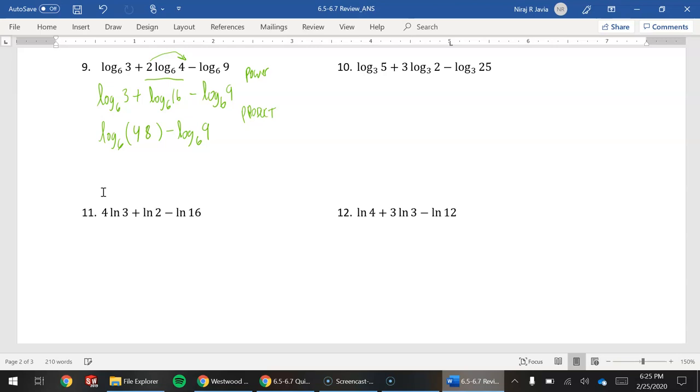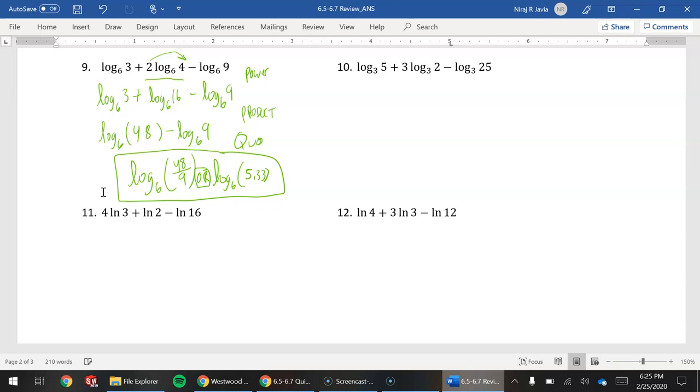So now that I have that, I need to use the quotient property to condense all the way. So it looks like we're using all three. So log base 6 of 48 over 9. You can evaluate that to log base 6 of 5.33, and we're just going to keep it like that. Either or works for me.